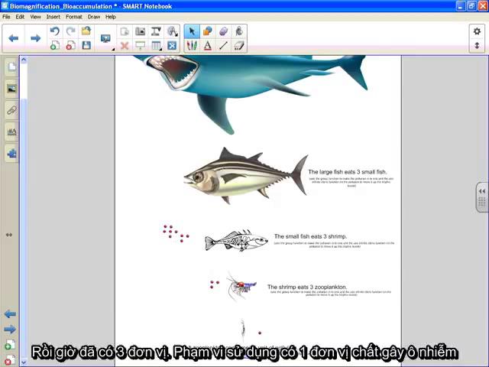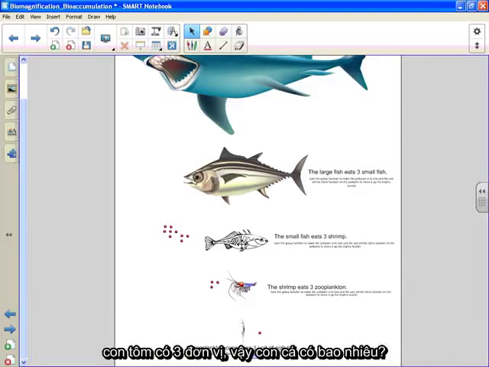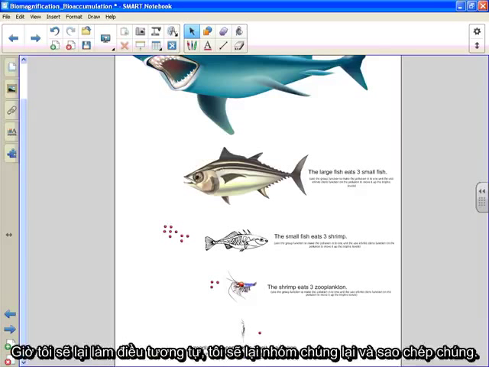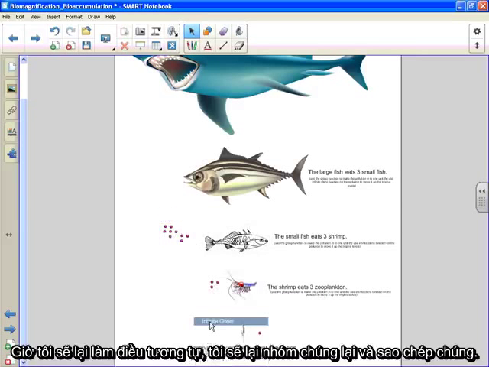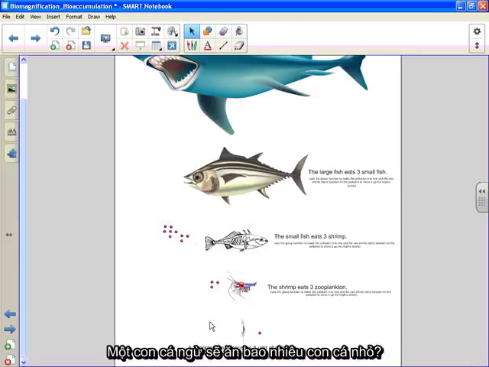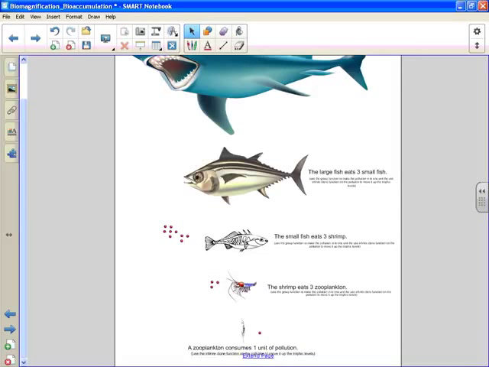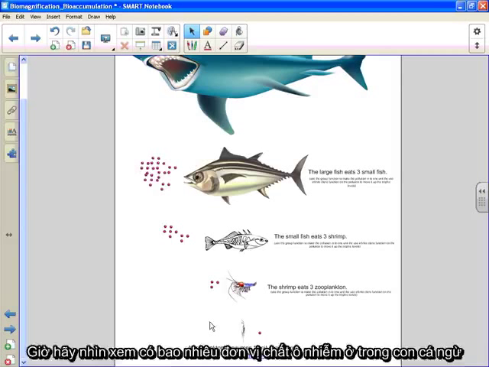So now we have the zooplankton has 1 unit pollution. The shrimp has 3. How much does the fish have now? Now the same thing's going to happen, I'm going to group them. And I'm going to clone it. Now, how many small fish is the tuna going to eat? Yeah, 3. So this is 1, 2, 3. Look how much pollution is in tuna.